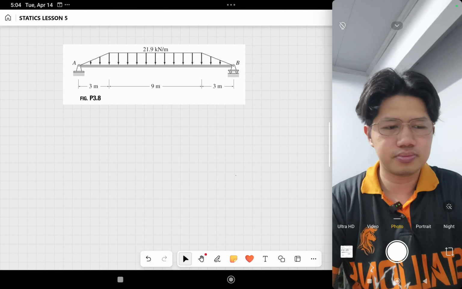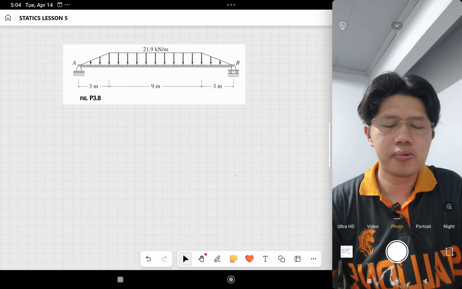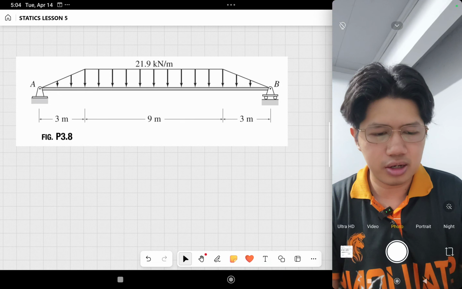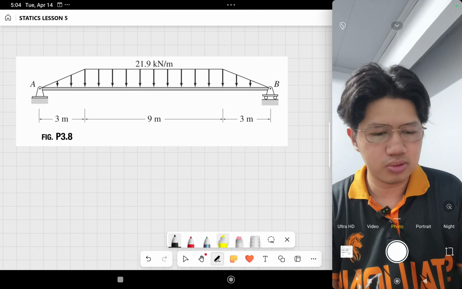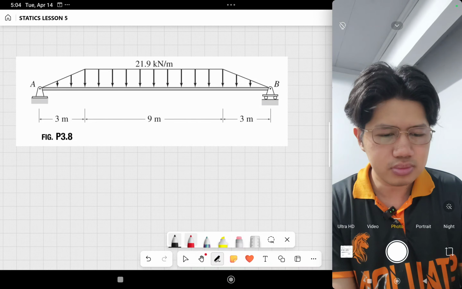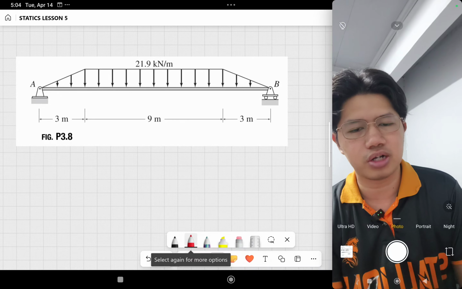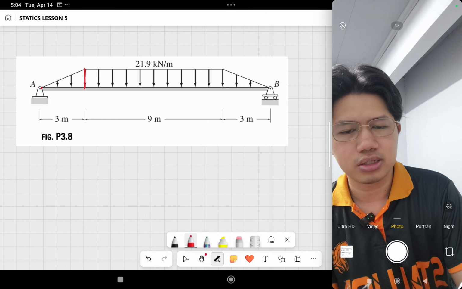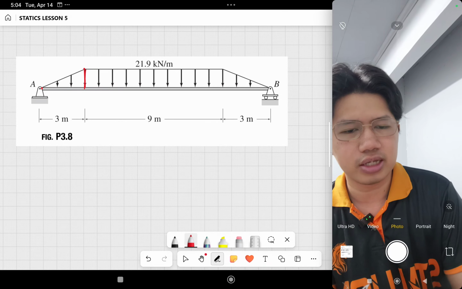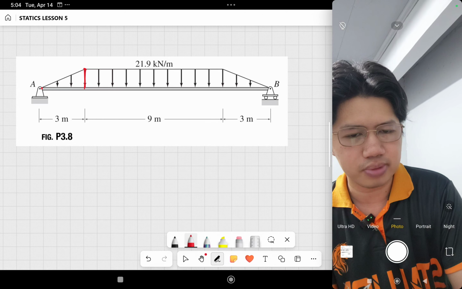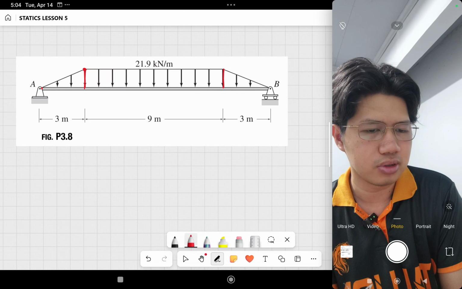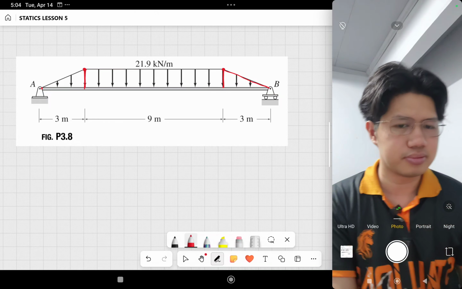Okay, so we have this given beam that carries a uniformly distributed load and a varying load. So, two types of load distribution yung na-encounter natin dito. So, we have varying load dito, starting at 0 to an intensity of 21.9 kilonewton per meter at this point. And another one, which is a decreasing varying load from 21.9, bababa siya ng 0 kilonewton per meter.